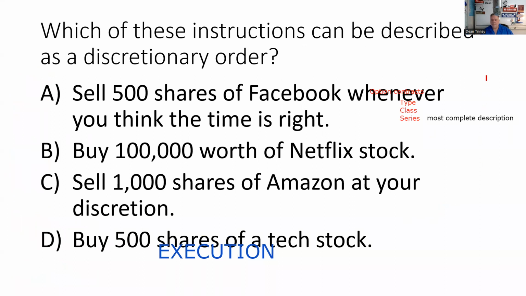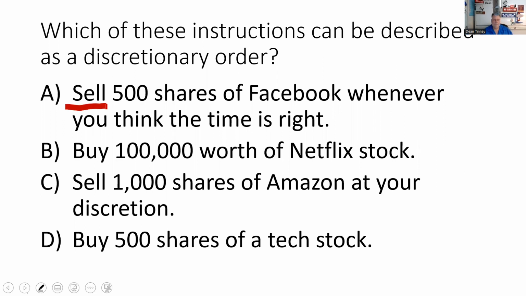Here's a good example, I think, of the kind of question you have to be able to perform on all of the exams. Which of these instructions can best be described as discretionary? Let me clean up our slide. As a test taker, what we want to do is go through and see if the three A's are present, because if the three A's are present, it doesn't constitute taking discretion. So there's our sell, there's the action. We're looking for the three A's. There's the 500, there's the amount. And there's the asset, Facebook.